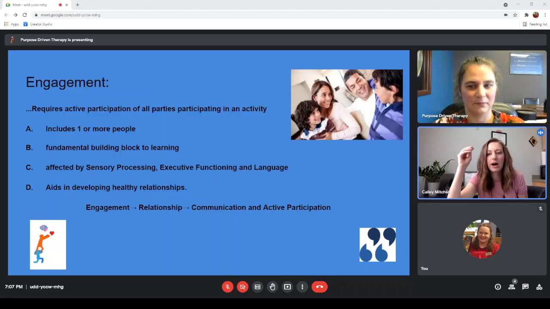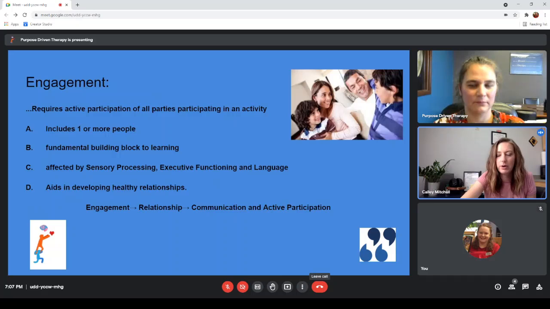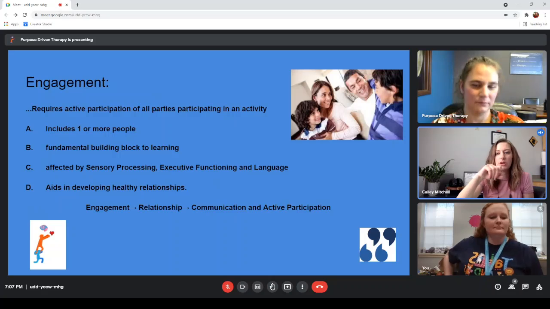So if you think about having a conversation with somebody or trying to learn something, if you're not engaged with the material or with the professor or with the teacher, you're probably not going to truly learn that thing. So we've got to be engaged. Engagement is really affected by sensory processing, executive functioning, and language. And it really aids in developing healthy relationships.